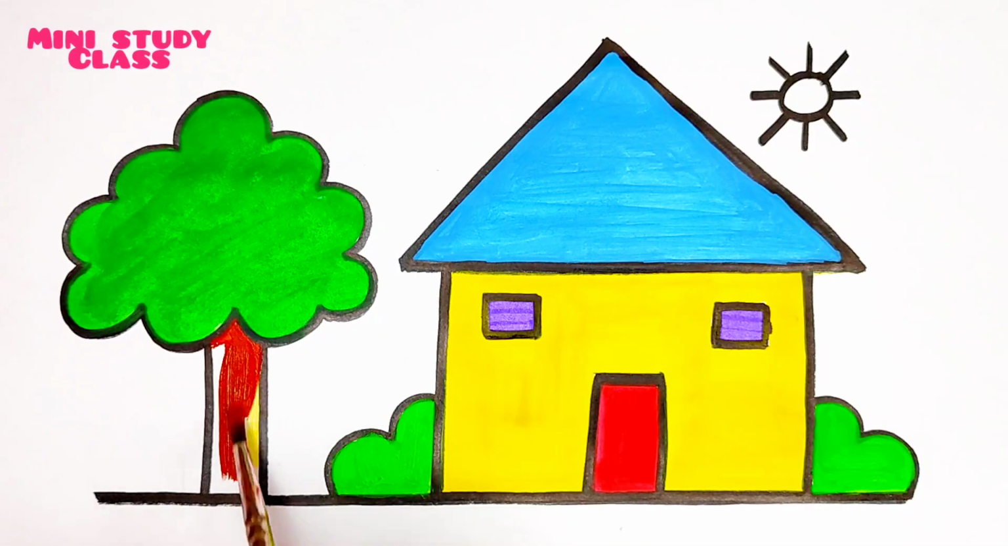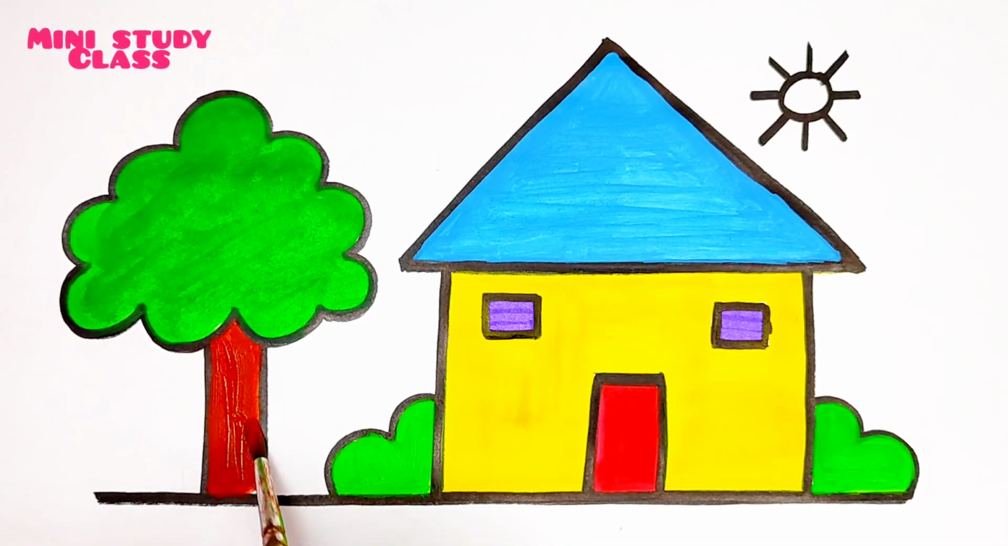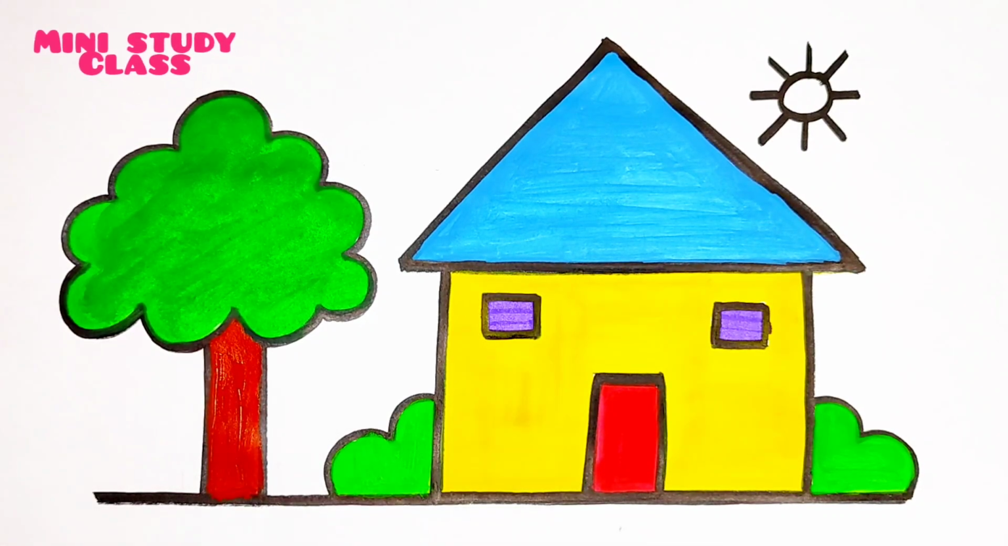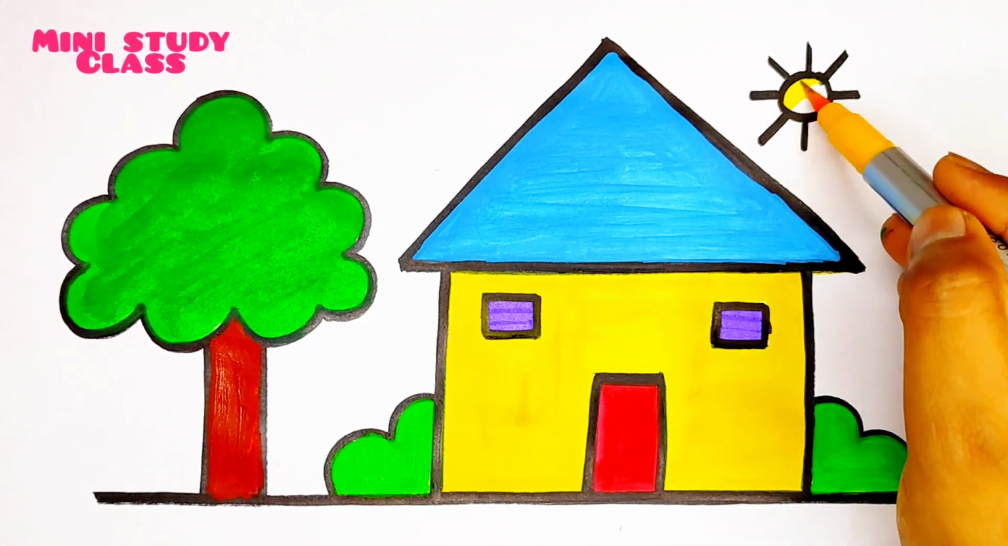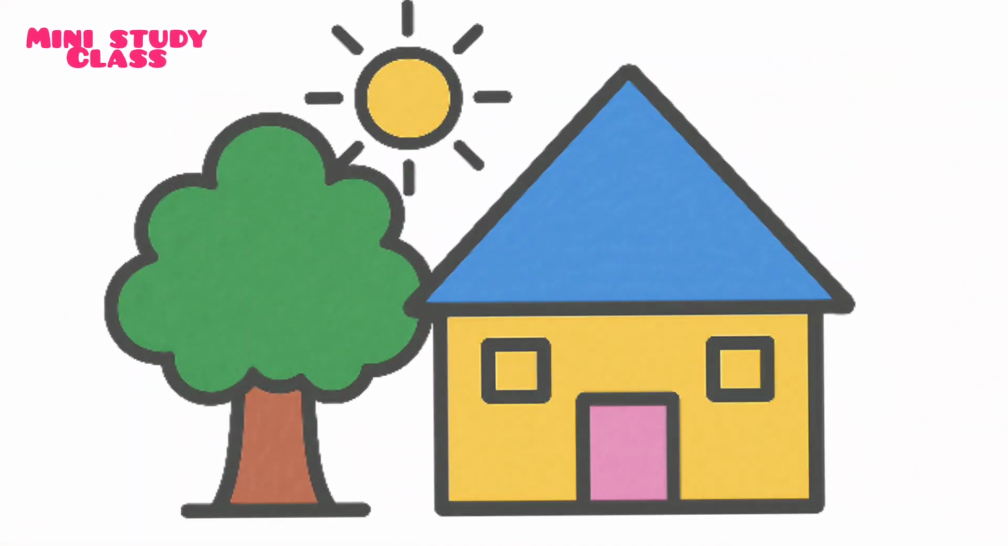This is brown color. We use yellow color to color the sun. Now, our drawing is completed.